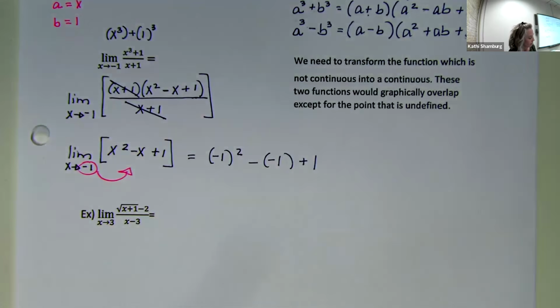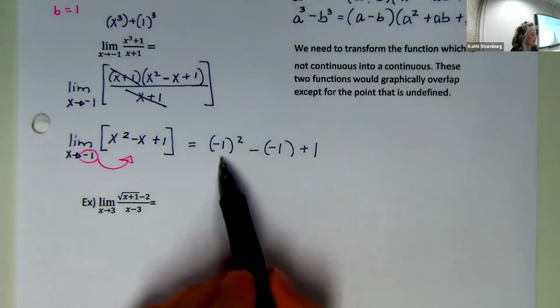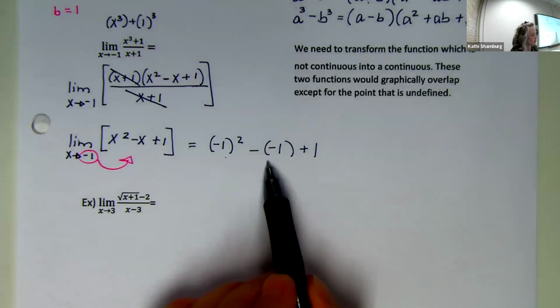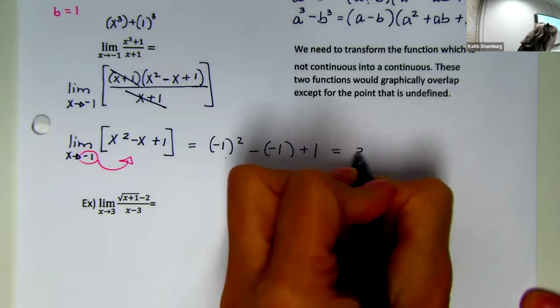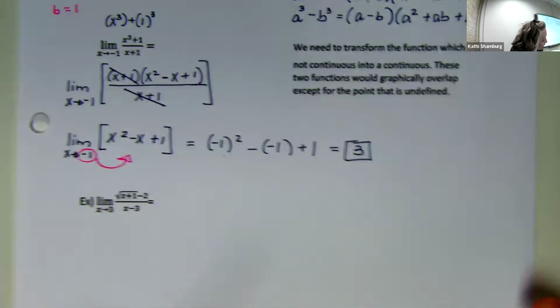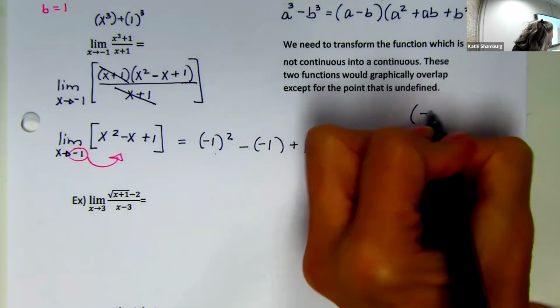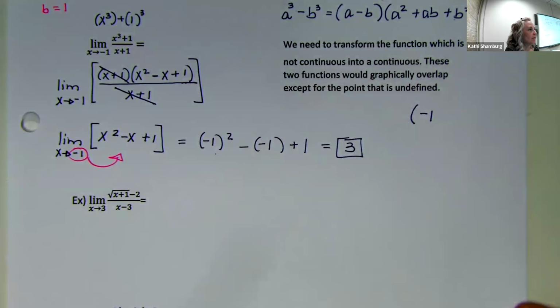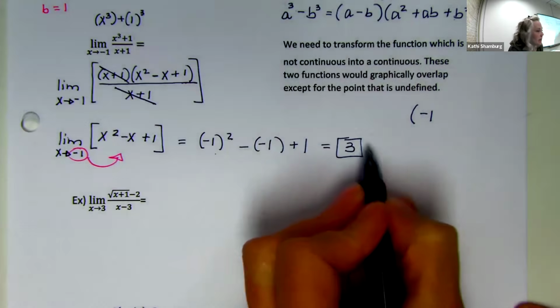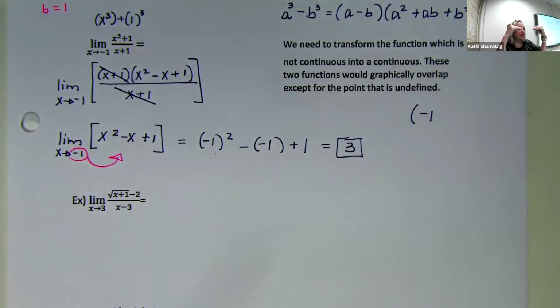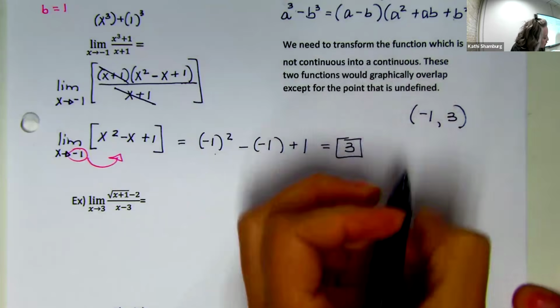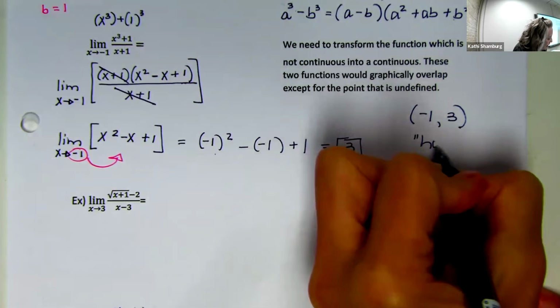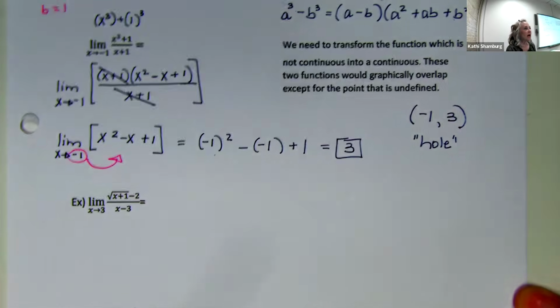So I have -1 squared, that's 1, plus 1 plus 1. So what I know is when x is -1, it's undefined. The limit, so the graph from both directions is approaching the output of 3. So this was technically in my graph a hole at that point.